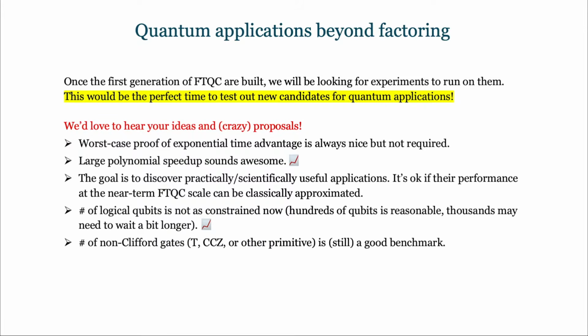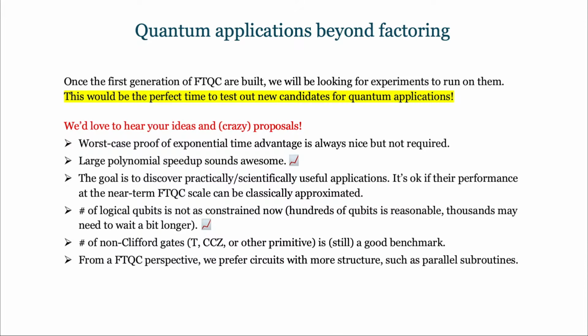And I get this question a lot: after QEC has developed so much, from an algorithmic perspective, what is a good benchmark for the fault tolerance cost of an algorithm, especially if you are working to reduce it? I will say that the number of non-Clifford gates, T gates, CCZ gates, or other primitives, is still a very good benchmark. And finally, from an FTQC perspective, we really prefer circuits with more structure, such as parallel subroutines, and that's perhaps something to incorporate into algorithmic design.